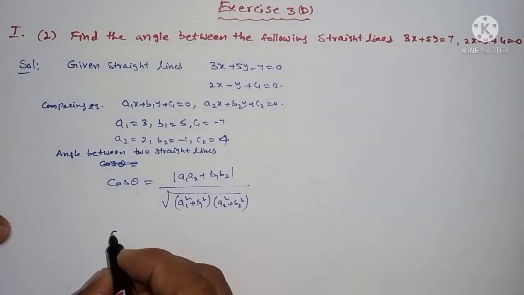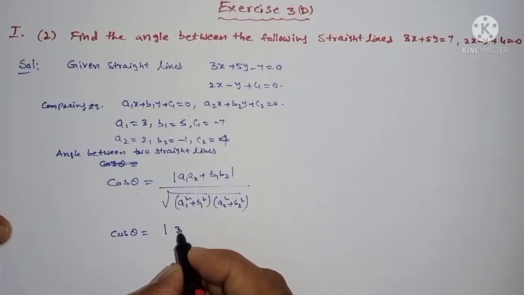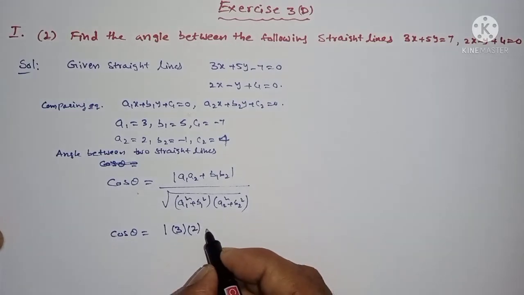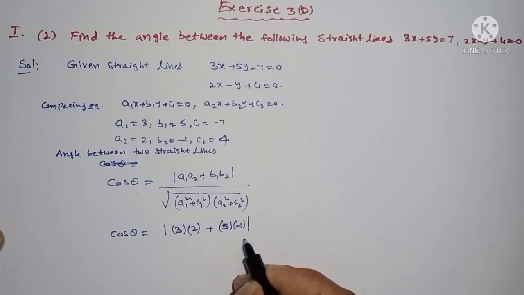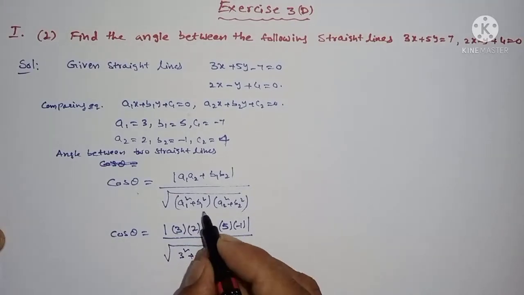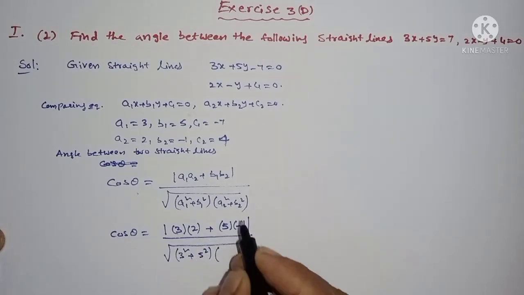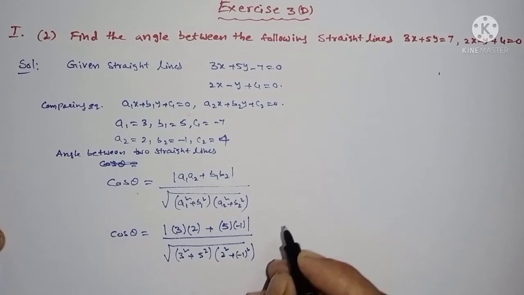Substitute the values. Cos theta is equal to a1 is how much, that is mod of 3 into a2 is 2, plus b1 b2, 5 into minus 1, divided by under root of a1 square 3 square plus b1 square 5 square, and a2 square 2 square plus b2 square is minus 1 whole square.